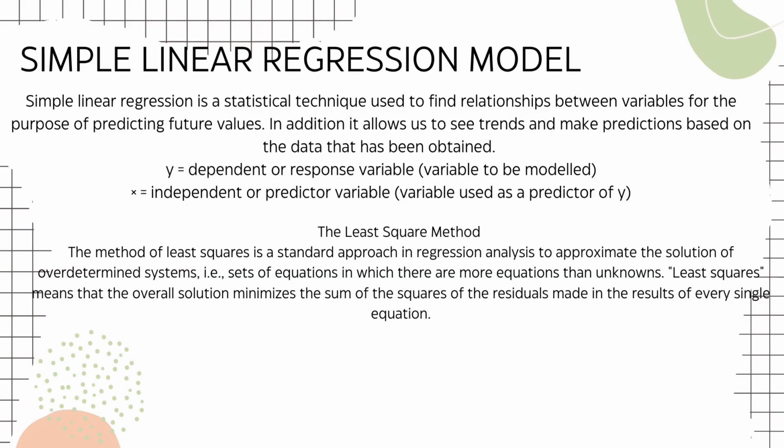Now, I will continue with the simple linear regression model. What is the simple linear regression model? Simple linear regression is a statistical technique used to find relationships between variables for the purpose of predicting future values. In addition, it allows us to see trends and make predictions based on the data that has been obtained. Y is the dependent or response variable, and X is the independent or predictor variable.